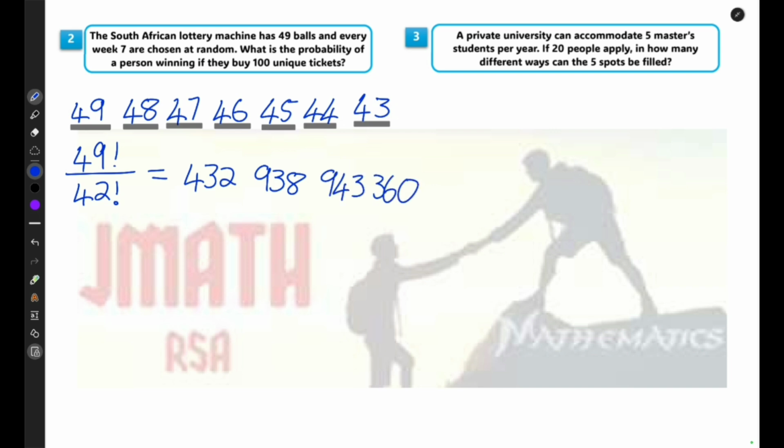432,938,943,360. Okay, guys, so in America, that would be 432,938,943,360 different tickets you need to buy to ensure that you hit the jackpot for sure. Okay, now the question says, if this person buys 100 unique tickets. Now remember, if they choose a combination, they are only choosing one of that 4.3 billion options. This person's buying 100 tickets, so the probability of them winning is now just 100 over that massive number.